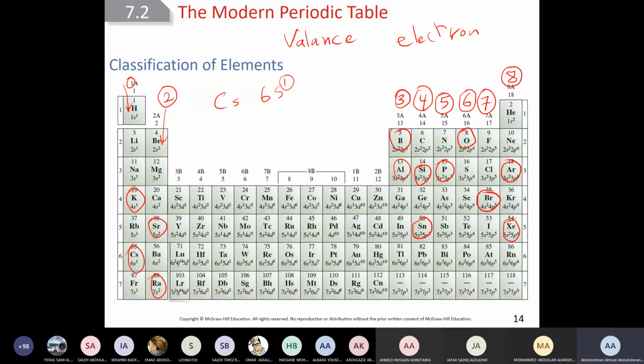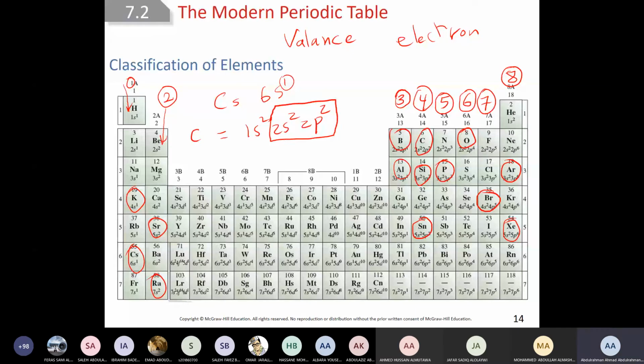If you look at the structure of carbon, for example, what is it? 1s2, 2s2, 2p2. How many electrons do you have in the last s and p? How many electrons? Four. I already told you this, it's available here.